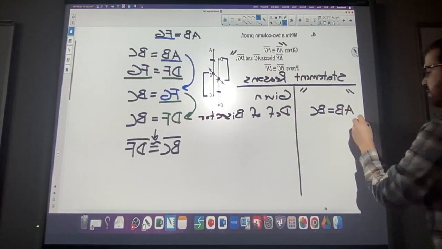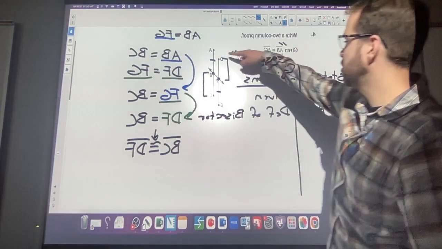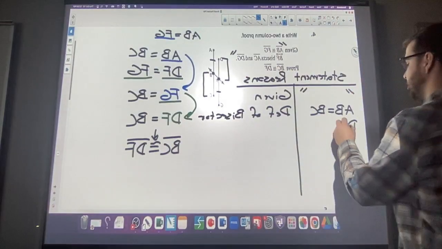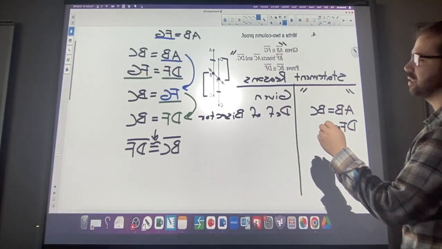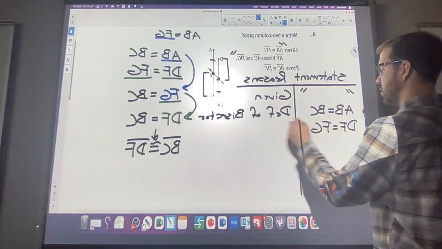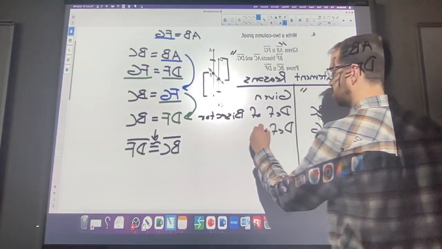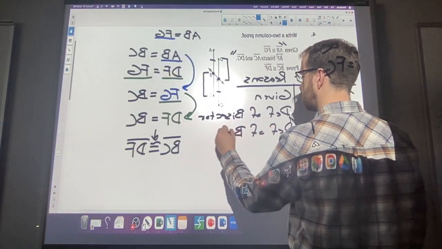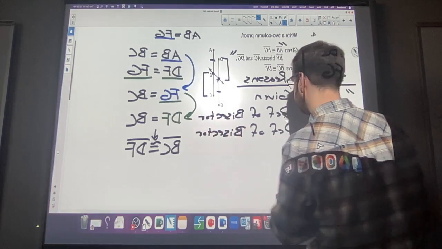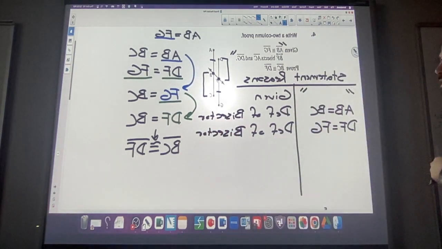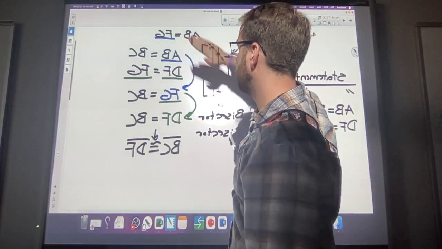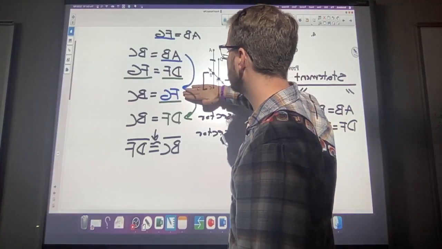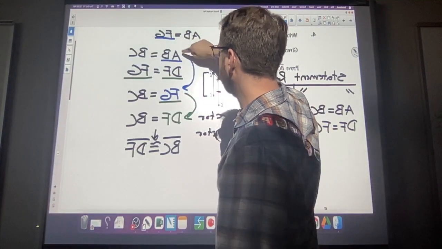And then I'm going to state my other bisector, so DF. Remember, this is also being cut in half here. DF equals FG. And that's definition of bisector. Very good. Now I'm going to have to start substituting. So I've got these stated. I'm going to start replacing, so I'm going to substitute FG in for AB right here.